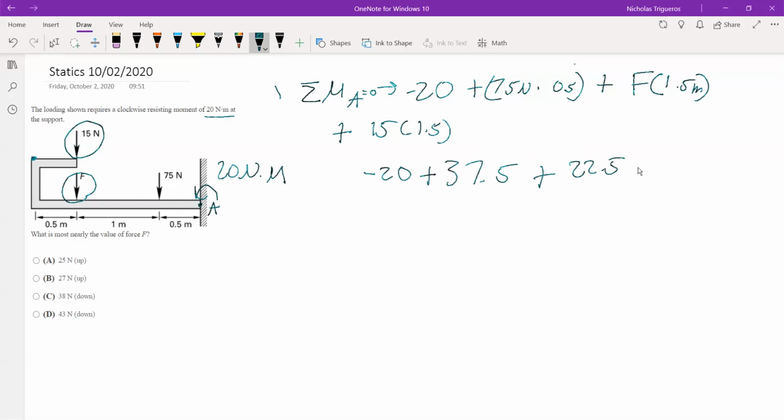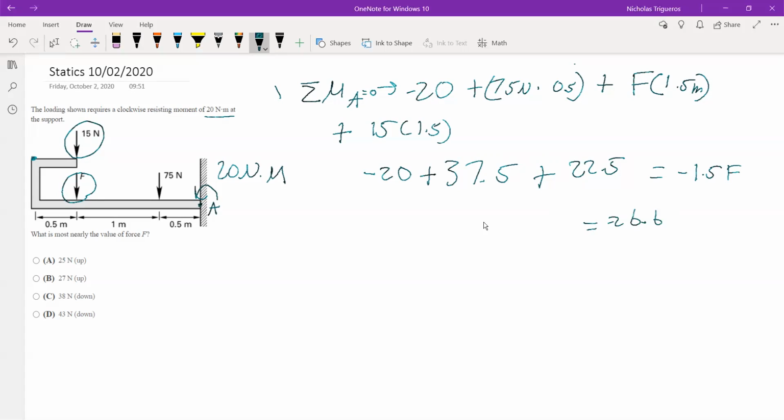Yep. And now, if we move the F to the other side, it equals negative 1.5 F. So 22.5 plus 37.5 minus 20, divided by negative 1.5. Does it give us a total of negative 26.6? Yeah.